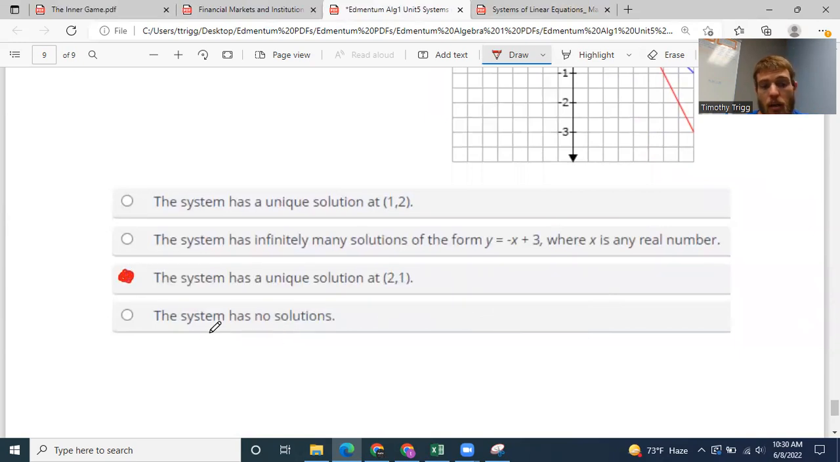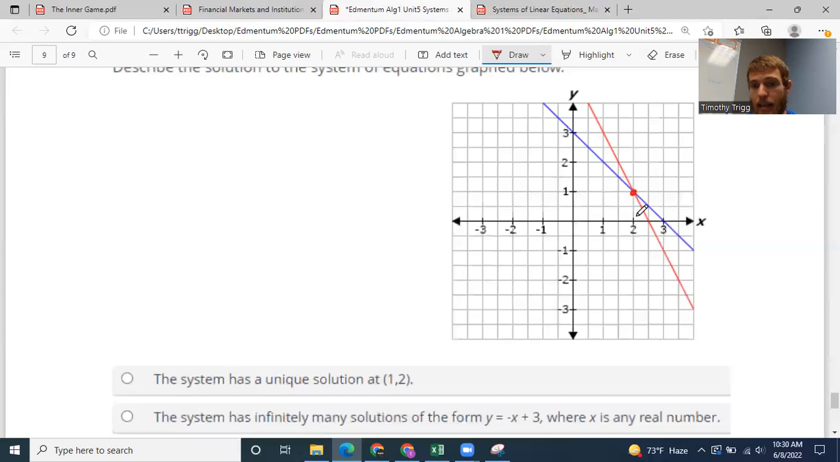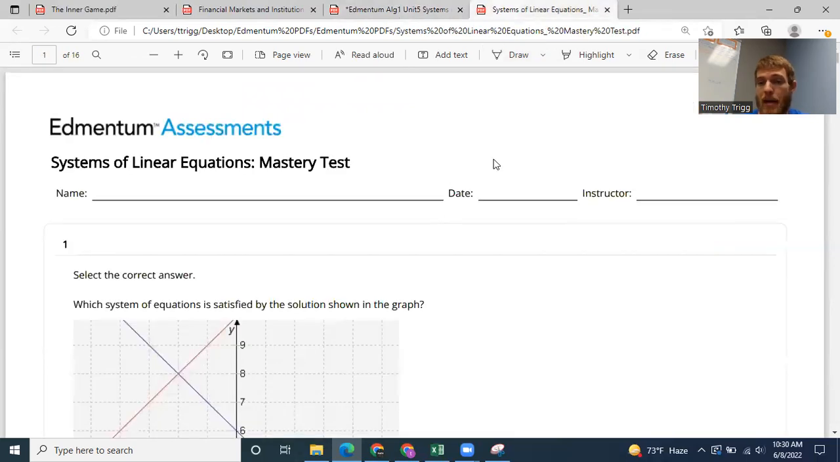Remember, no solutions only happens when the lines are parallel, and infinitely many solutions is when the two lines are perfectly on top of each other. That's not the case here. Here they clearly intersect at a point, and that point is the solution. Okay, now let's go on to the mastery test.